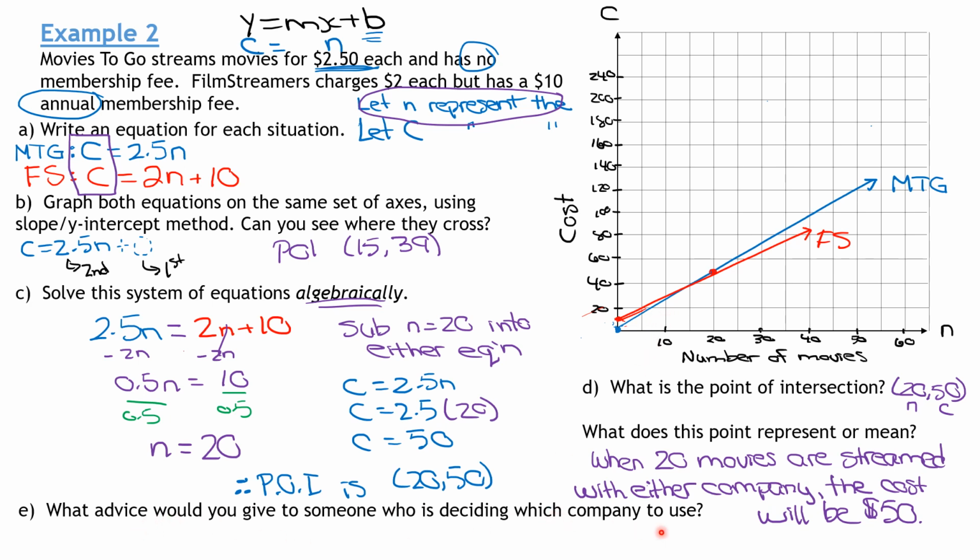So I'm not going to write down the answer here because I just explained the whole thing, but I want you to press pause and I want you to back it up if you need to and answer this part. What advice would you give to someone who's deciding which company to use? Now, it would depend if they're going to watch more or less than 20 movies per year. But remember, you want to recommend the cheaper company. So press pause and do that, and then we will go on to example 3.